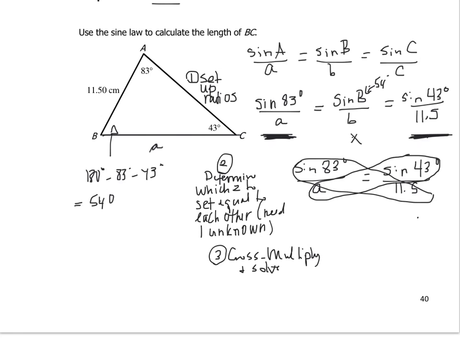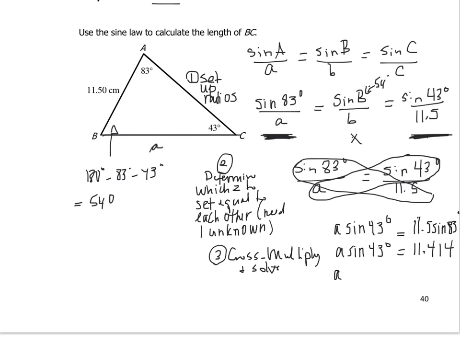Okay, so the first side, A times the sine of 43. I usually put the one with the variable on the left. Equals 11.5 times the sine of 83. So A sine 43 equals 11.5 sine 83, which is 11.414 if I keep 3 decimal places.